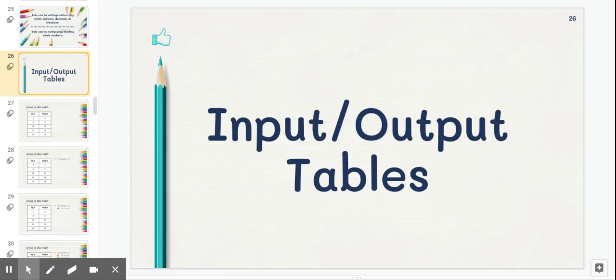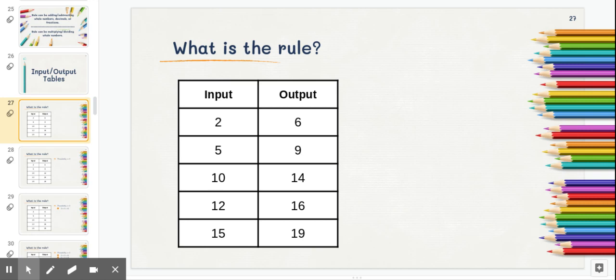The next type of pattern problems we're going to be talking about are input and output tables. So this is what an input-output table looks like. Sometimes you'll see the headers labeled in and out or X and Y, but these are basically pattern tables where you have to think about what do I do to the number in the first column in order to get the number in the second column.